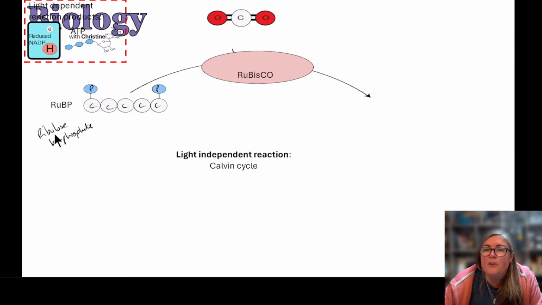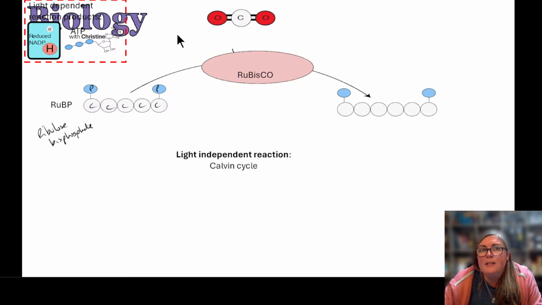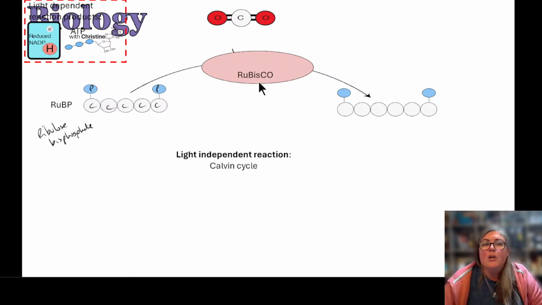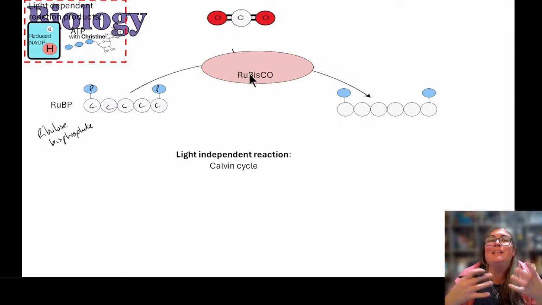Right, ribulose biphosphate. We have a 5-carbon molecule. What's going to happen is carbon dioxide and the ribulose biphosphate are going to be combined together through the use of an enzyme called Rubisco. So this is important to note that we have got Rubisco, which is our enzyme ribulose biphosphate carboxylase. So that is an enzyme that is going to catalyze the reaction, and it's going to catalyze the reaction at a fast rate because we're talking about an enzyme. Okay, so that's the way to remember it.